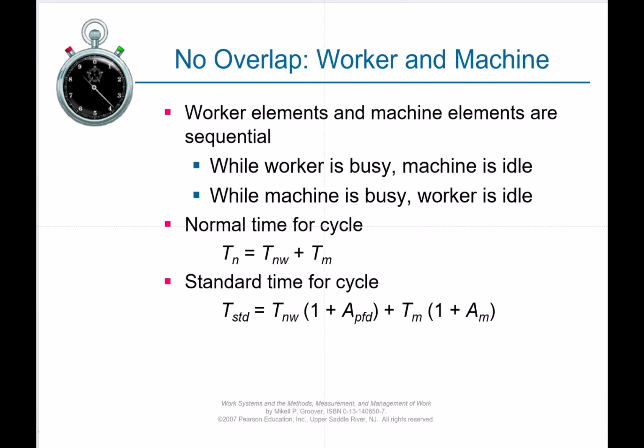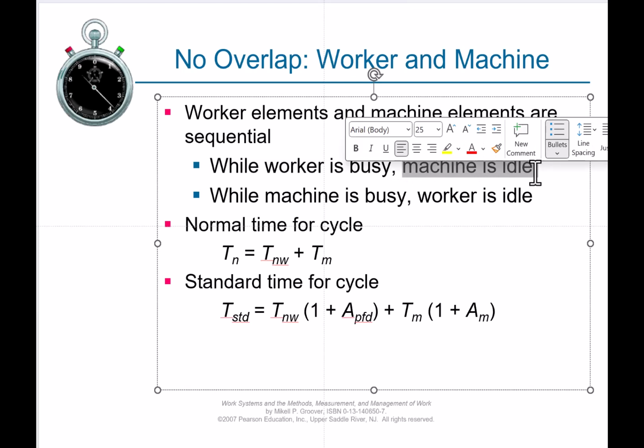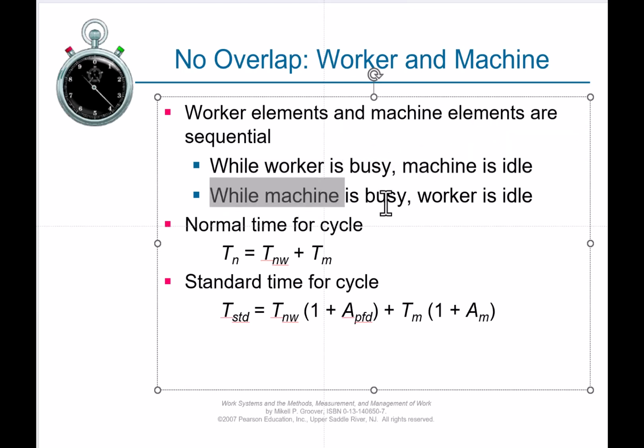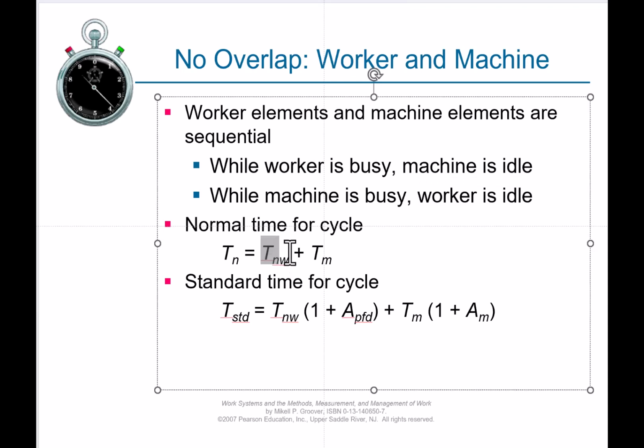And for that, when you have manual work time and machine work time, sometimes the worker is busy and the machine is idle. And sometimes you have the opposite: the machine is busy and the worker is idle, right? So now, to calculate the normal time, you're going to have the normal time of the operator and the normal time of the machine.